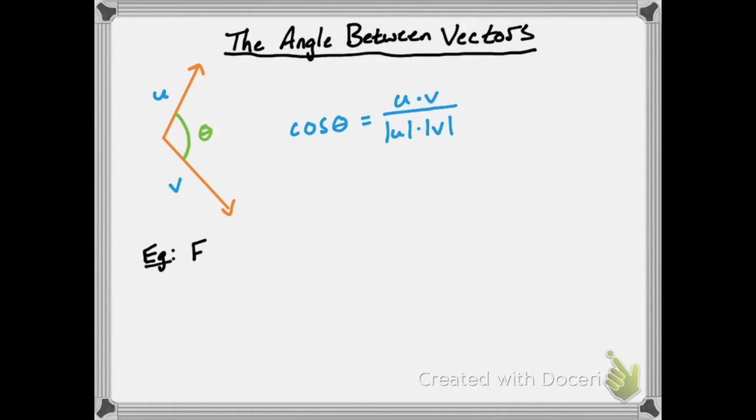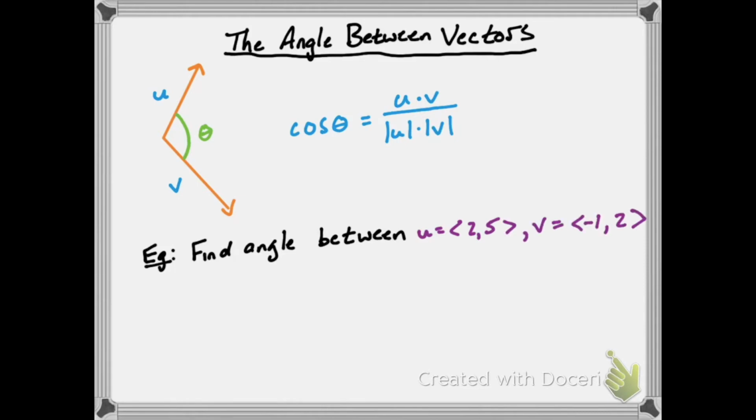For example, if we wanted to find the angle between two vectors, let's say our first vector u is the vector 2, 5, and our second vector is negative 1, 2. We'd first need to find the dot product between the two, which would give us 2 times negative 1 plus 5 times 2. So that would give us negative 2 plus 10 for a dot product of 8.